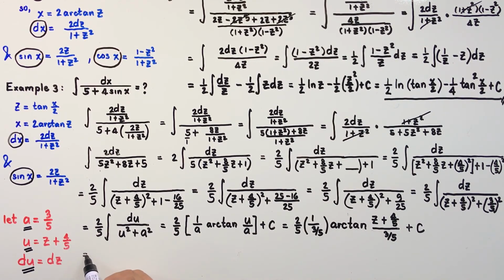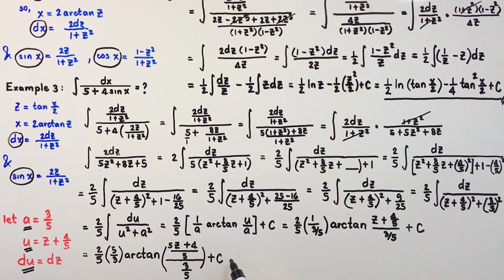So simplifying it further, we have 2/5 times 1 over 3/5, which is equal to 5/3, times the arctangent of z plus 4/5, which is 5z plus 4 over 5, and this is divided by 3/5, and of course this is added to the constant of integration c. So we have 2/3, because this 5 and this 5 cancel each other, times the arctangent of 5z plus 4 over 3, because this denominator of 5 cancels with this 5 here. So this is added to the constant of integration c.